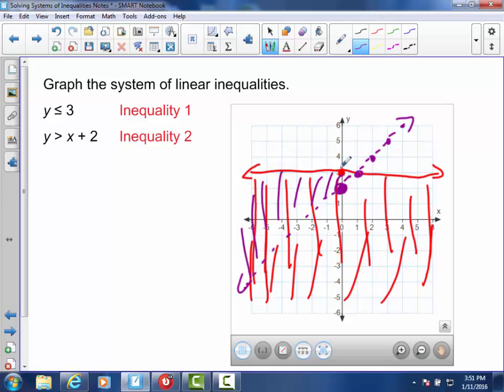So our shaded area, let me pick a different color. We'll go with the yellow. Our shaded area, or our solution, is this section right here where the red and the purple overlap. So this bit of triangular space here, all of that is the solution.